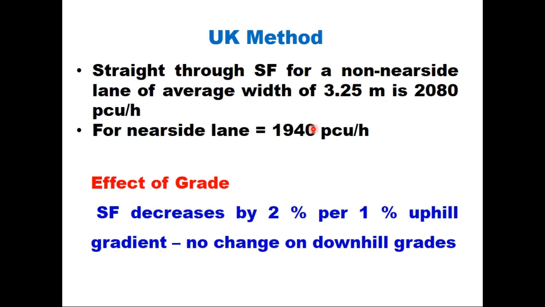Now UK method is based on individual lanes, and the saturation flow is affected by the position of the lane and turning traffic. It says that straight through saturation flow for a non-near side lane of average width of 3.25 meter is 2080 PCU per hour, and for near side lane it is 1940 PCU per hour. The saturation flow decreases by 2% for every 1% uphill gradient, whereas there is no change in saturation flow on downhill grades.